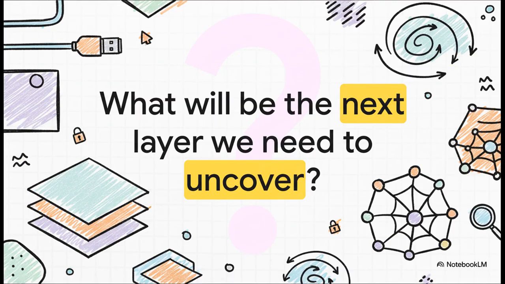And that leaves us with a final thought. We started this whole thing by looking inside a simple USB cable, a piece of tech from the 90s, and we found this whole world of complexity. Now, as everything from our cars to our coffee makers gets smarter and more connected, the number of these hidden layers is just exploding. So the question isn't really if they exist, but what's going to be the next one we need to pull back and understand?